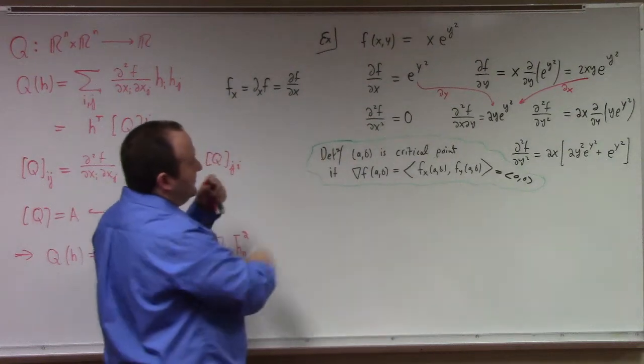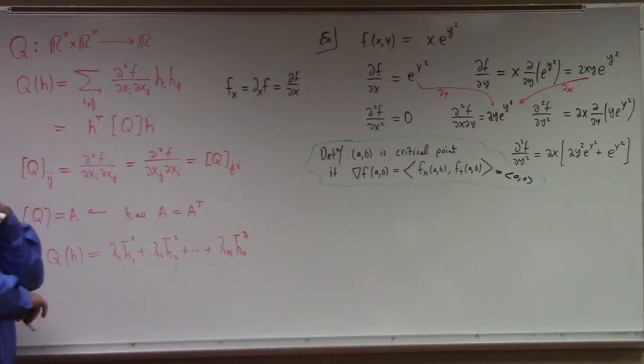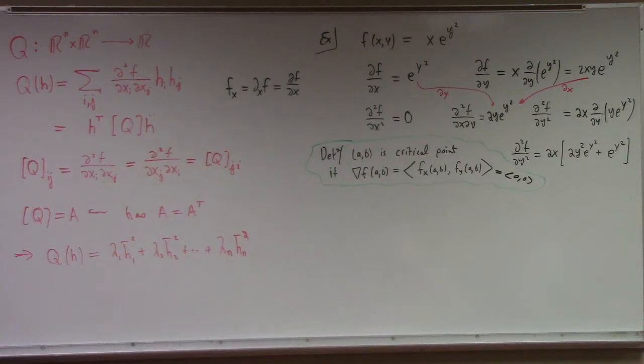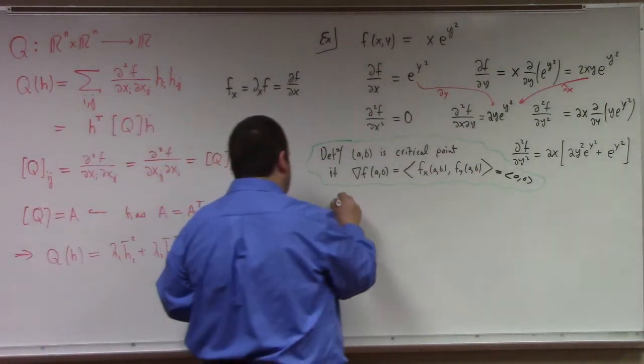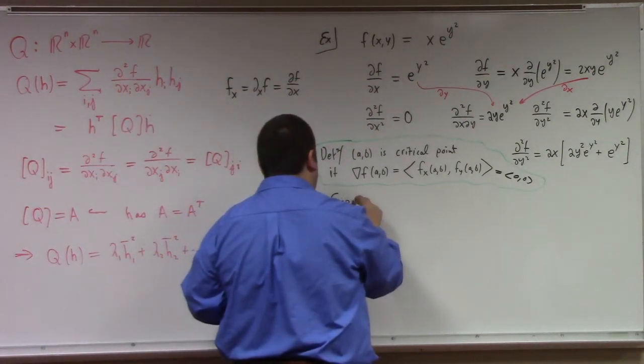So does this function have a critical point anywhere? It does not, because the x derivative is e to the y squared, which is never 0. So this function has no critical points. That said, we can expand the function about any point we like. So you guys pick any point you like.